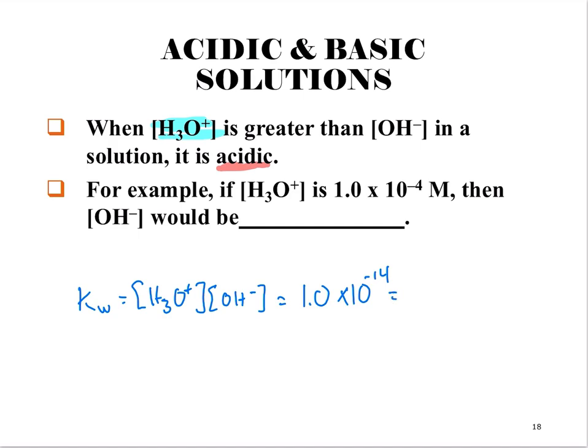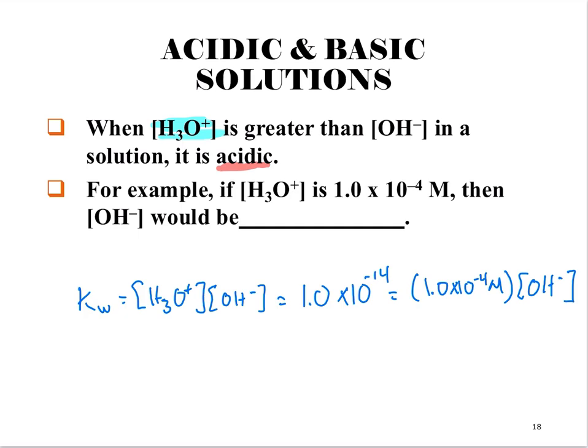And then we're given the concentration of H3O plus, 1.0 times 10 to the minus 4 molar. Then what should happen is the amount of OH minus should be adjusted so that we still have a total ion product constant, or the ratio of these products at equilibrium, such that their multiplication of both of these gives us 10 to the minus 14.